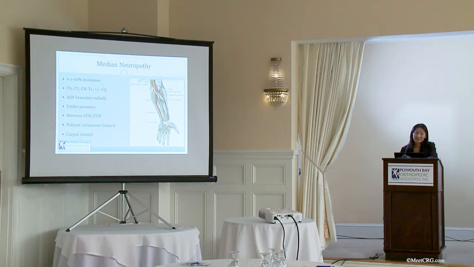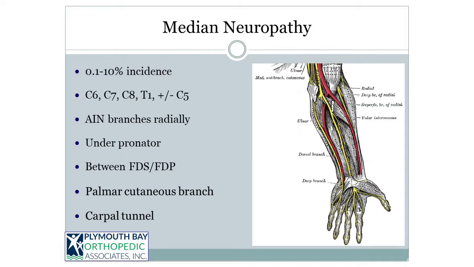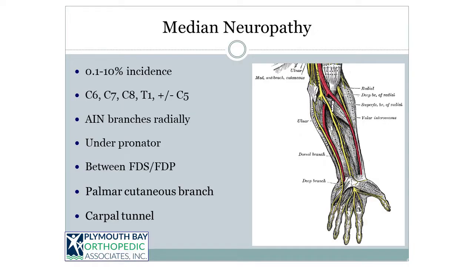So the most common cause of hand numbness that I see, and probably everyone sees, is carpal tunnel. Carpal tunnel is a median neuropathy. The incidence is 0.1 to 10%, although I feel like it's a lot more than that. This nerve is from branches of C6, 7, 8, T1, and sometimes C5 as well. These nerve roots go through the brachial plexus, and it's a continuation of the medial and the lateral cords that form the median nerve.